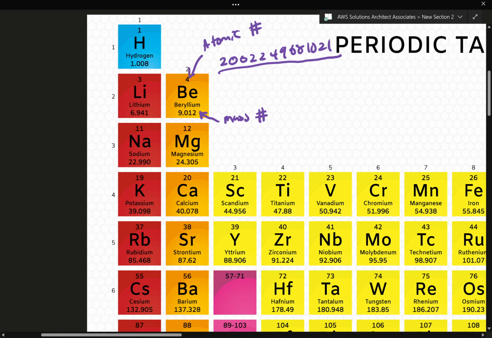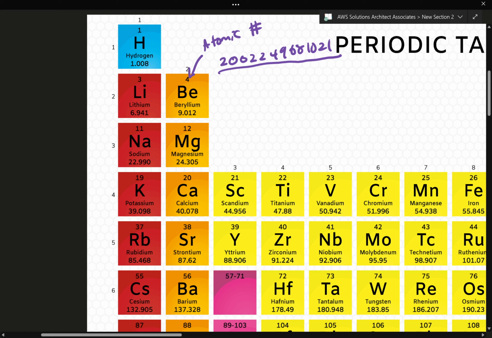Now, when we come to the mass number, mass is in relation to weight, how much something weighs. So if you step on a scale, the scale is going to say 175.6. You can see the decimal here. So whenever you see decimals on the periodic table, think atomic mass, all right? Atomic mass.